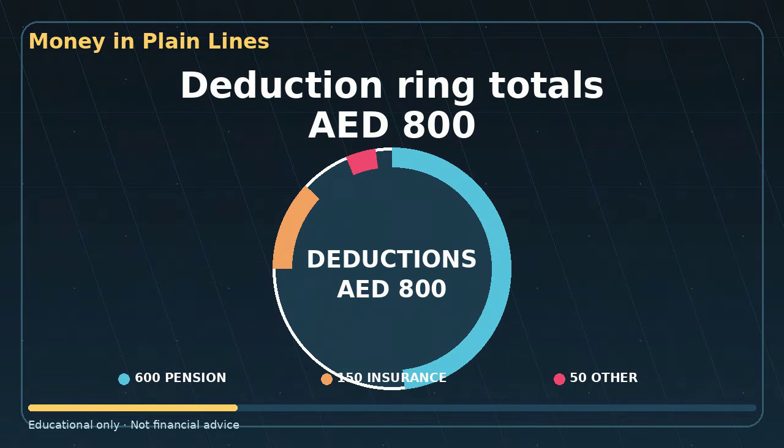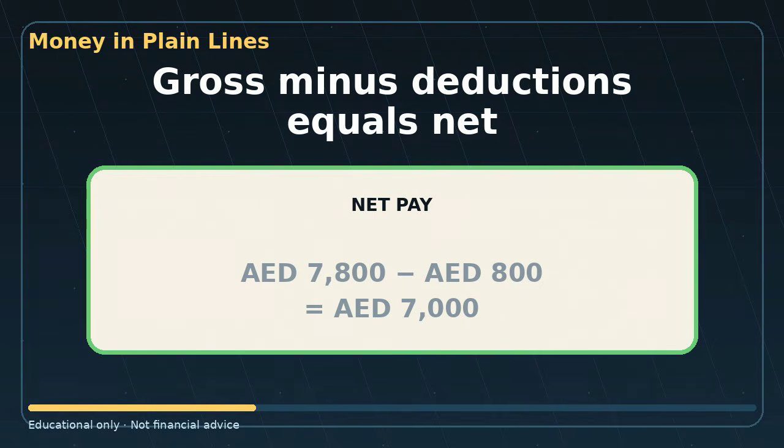156 hours multiplied by AED 50 per hour equals AED 7,800. That AED 7,800 is gross pay in this fictional example. Gross means the pay amount before the 3 listed deductions are removed. It is useful for checking whether paid time and the stated rate produce the amount shown on the payslip.